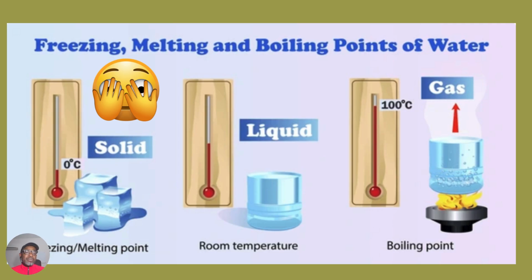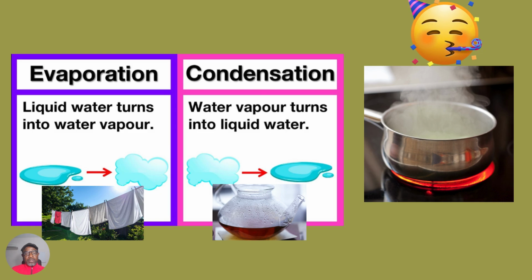This is a thermometer. What is a thermometer? A thermometer is an instrument that is used to measure the temperature of any substance. Okay? So water at boiling point is 100 degrees centigrade.